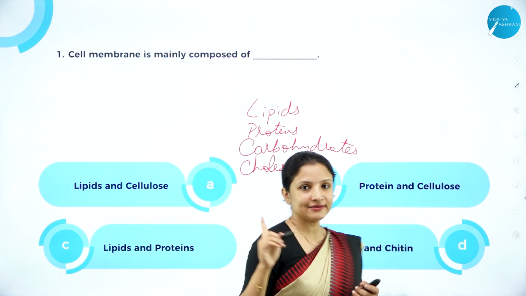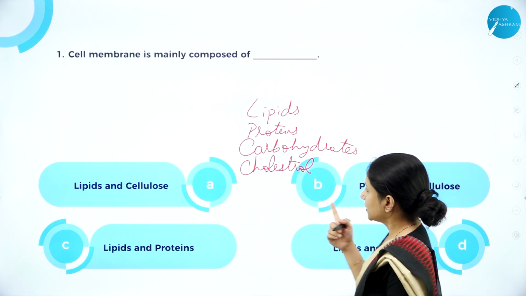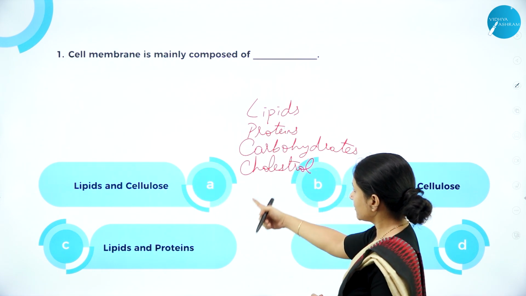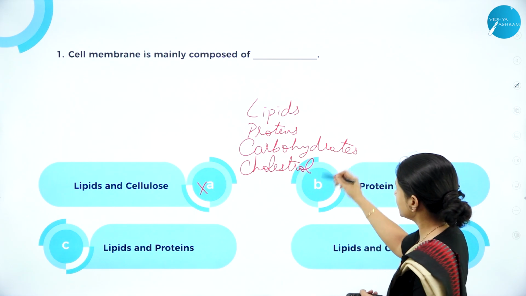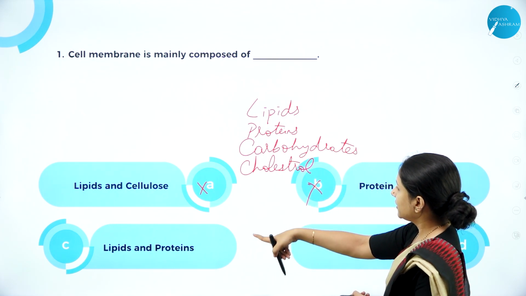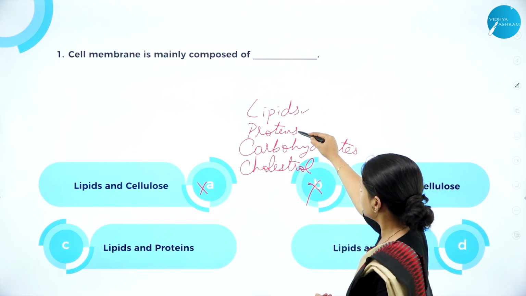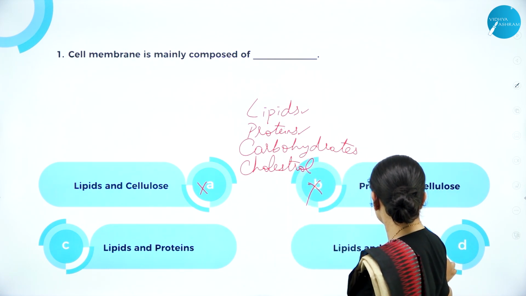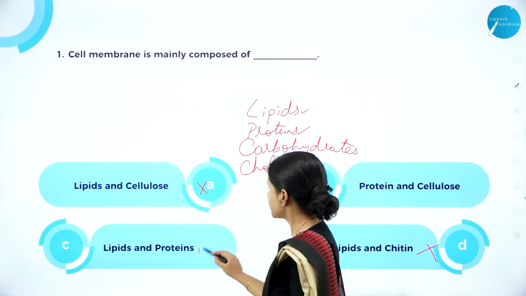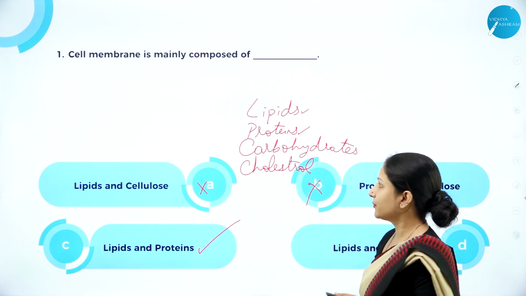So now you know it has lipids. Is there cellulose anywhere in what I have written? No, so this option is wrong. Lipids and proteins, yes, it is made up of lipids and proteins. Lipids and chitin, nowhere is chitin there, so this option can also be eliminated. So the right option here is option C, lipids and proteins.